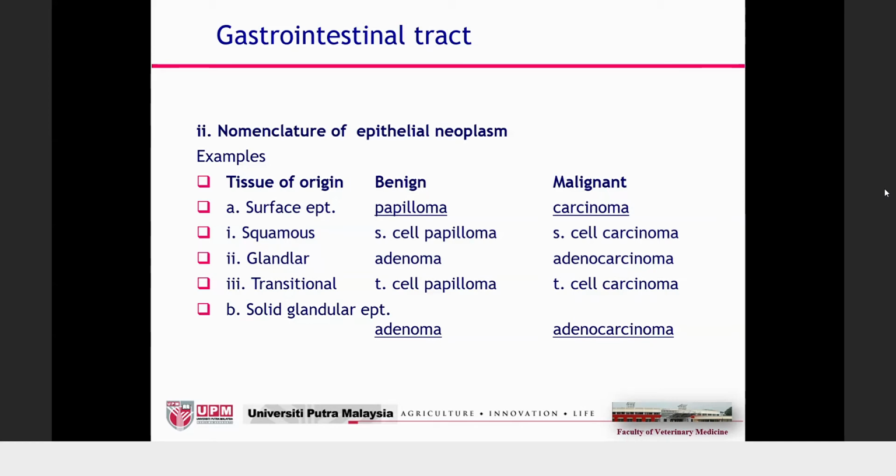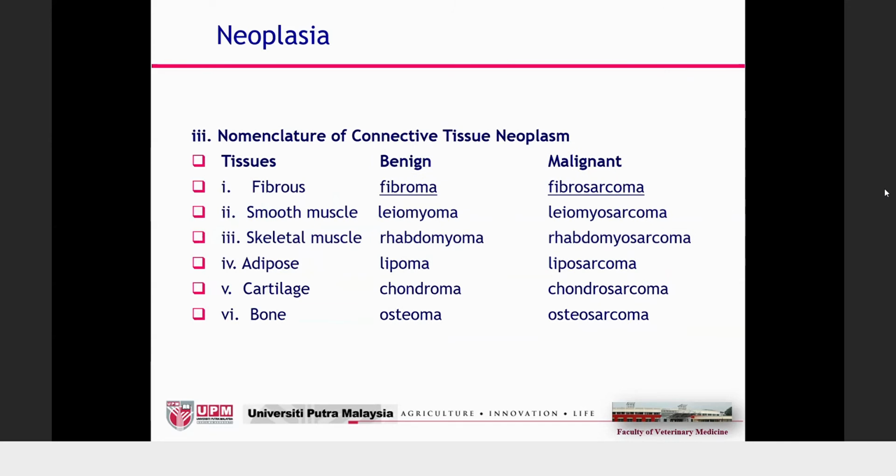adenocarcinoma. Other than that, we might also have fibrous tissue with fibroma and fibrosarcoma, smooth muscle with leiomyoma and leiomyosarcoma, skeletal muscle with rhabdomyoma and rhabdomyosarcoma. This is quite less in the GIT. Yeah? Adipose tissue also less, lipoma and liposarcoma. Of course, cartilage is not involved in the GIT, chondroma and chondrosarcoma, and the bone, osteoma and osteosarcoma.